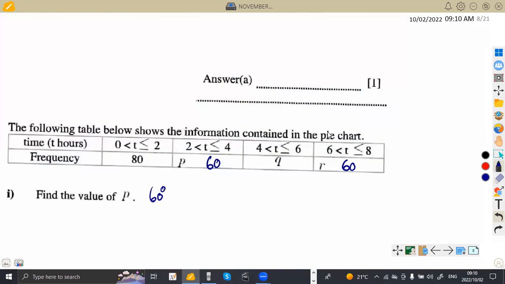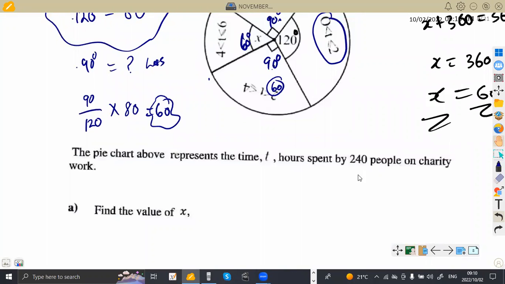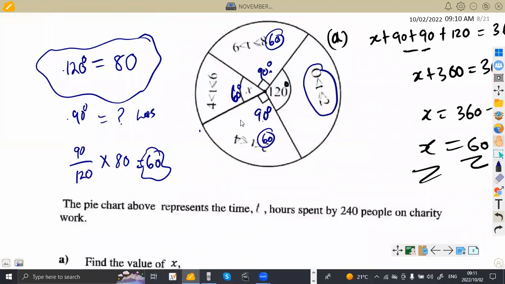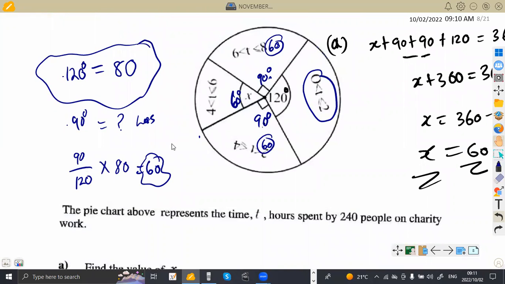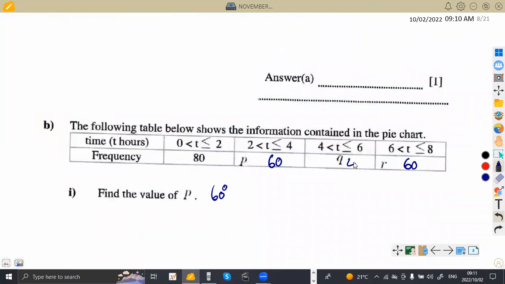For Q now, we are going back for this Q. Let us get back to our deck. We can use this proportion. Since there are 240 people, we can subtract, or you can use again this proportion to say, if truly 120 corresponds to 80, what about 60? 60 is half of 120. So it's simply half of 80, which is 40. So that one is going to be 40 here, if I'm not mistaken.